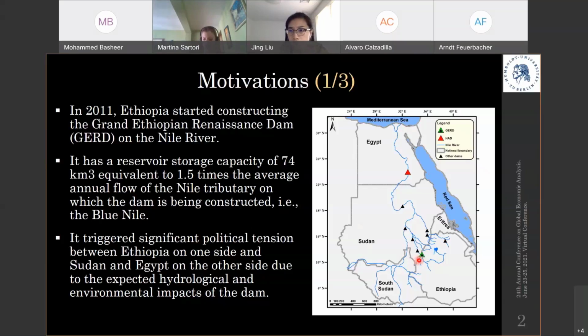As I said, this dam triggered much tension, mainly over the impacts on hydropower generation downstream. There are a couple of dams downstream, as you can see here in Sudan, the black triangles, and there is the High Aswan Dam in Egypt. There are also impacts on irrigated agriculture downstream. These have been the main highlights of the negotiations.